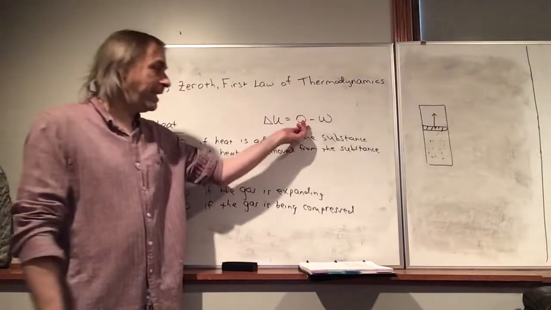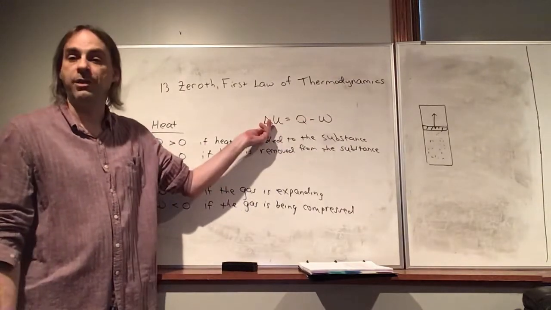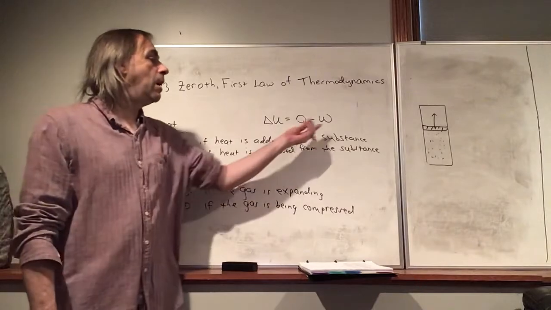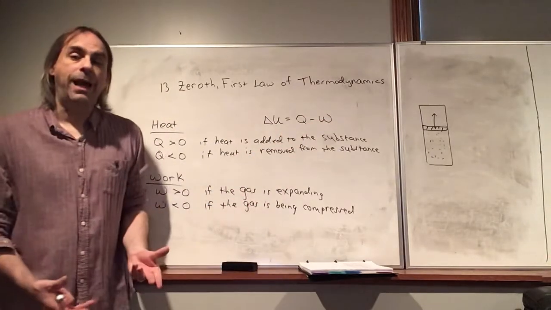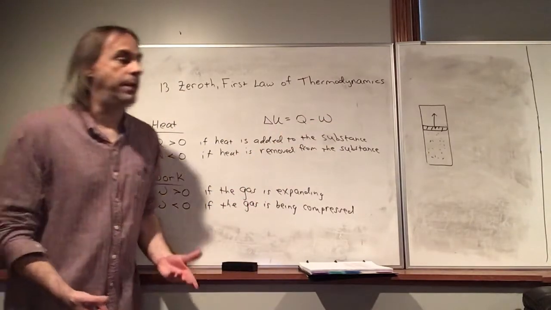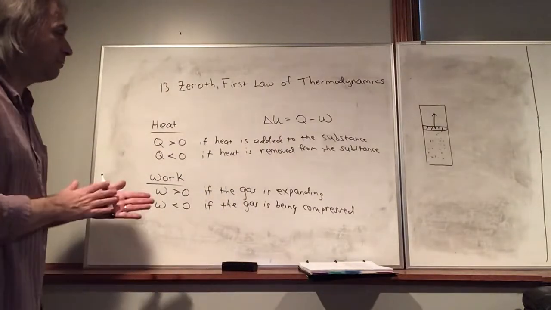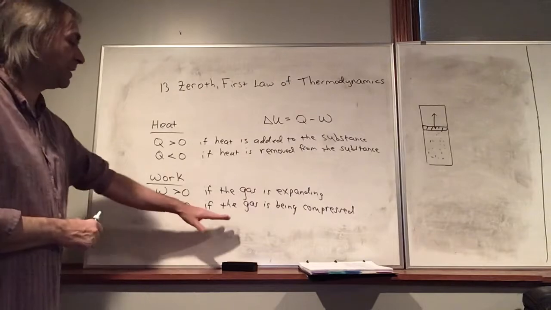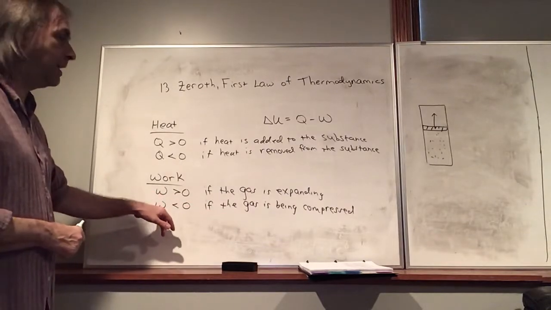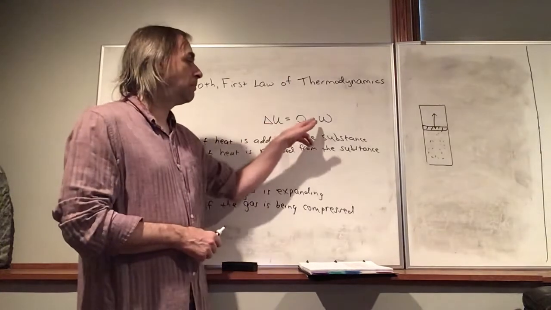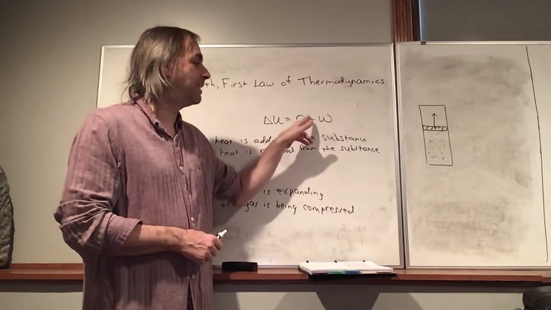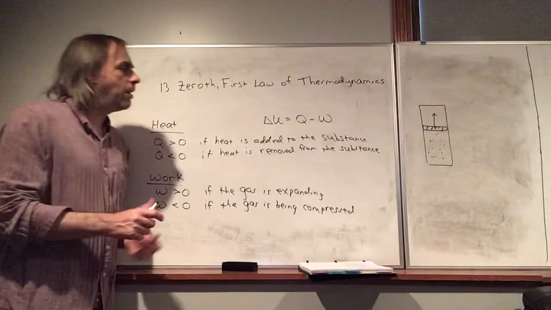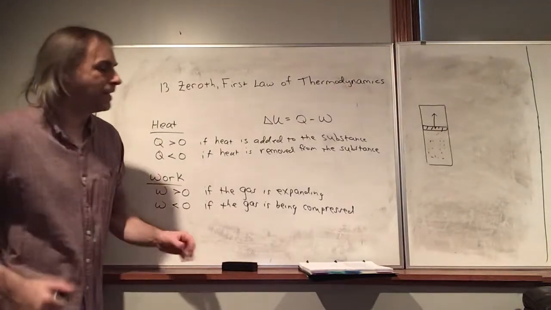Like if you add heat to a gas, its energy increases. If you remove heat, its energy decreases. If you do work on the gas, its energy will increase. So if you're doing work on the gas, that means you're compressing it, and then W is less than 0. So delta U would be minus a negative value, which would make it positive. So, again, let's look at an example.